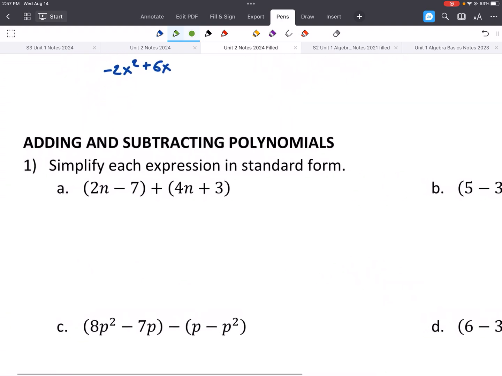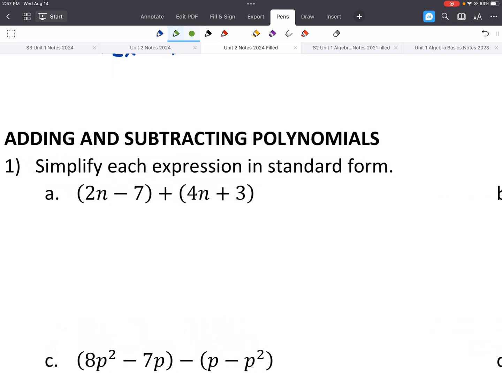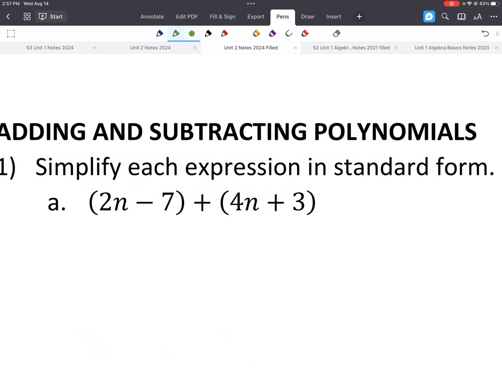Okay, so adding and subtracting. The parentheses here are just showing us what are the two polynomials. So this has two polynomials. One of the polynomials is a binomial, two terms. I guess they both are, and they're both linear equations. Okay.